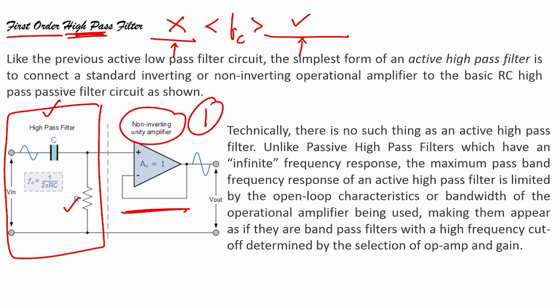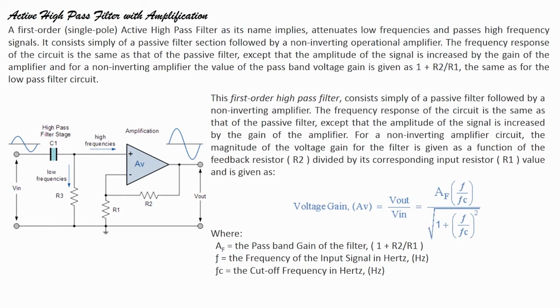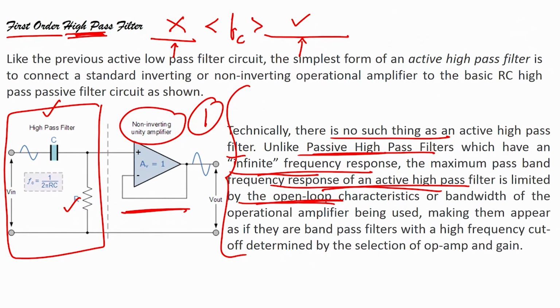So, technically there is no such thing as an ideal active high pass filter. Unlike a passive high pass filter, which has an infinite frequency response, the maximum pass band frequency response of an active high pass filter is limited by the open loop characteristics, or bandwidth, of the op amp being used, right. So, what kind of high pass active filter can we design, and what will be the voltage gain in case of active high pass filters? What we have seen now is an active high pass filter with a unity gain amplifier, right.